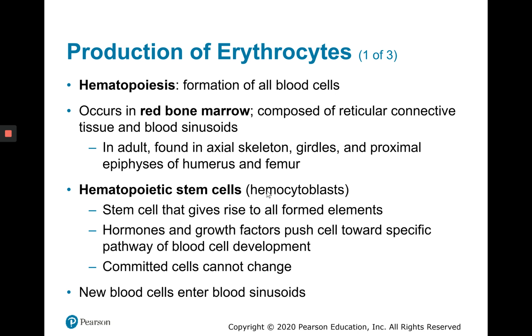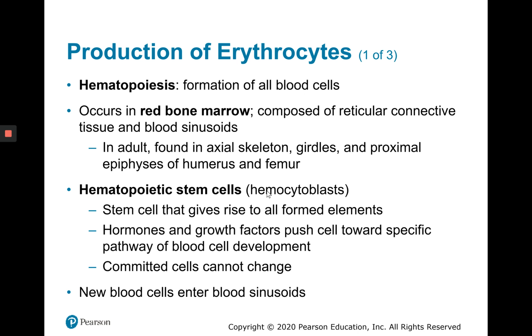Red bone marrow tends to be composed of reticular connective tissue and tends to have blood sinusoids, which are a type of capillary with really big holes called sinusoids. So in adults, you'd find red bone marrow in the axial skeleton, the pelvic girdle, and in the proximal epiphyses of bones like the humerus and the femur. And in the red bone marrow, you would have these stem cells. These stem cells are called hematopoietic stem cells, or sometimes hemocytoblasts. Hematopoietic just means, again, blood generating. So we're keeping everything very literal, blood generating stem cell. Even with hemocytoblasts, that means blood cell that produces, because blasts produce something.